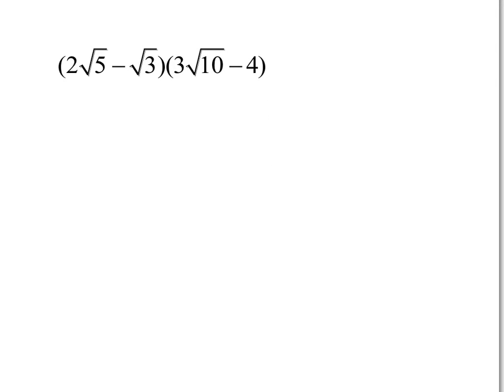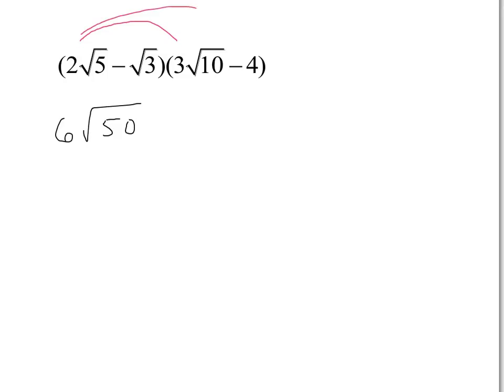This one requires combining the FOIL that we did in a previous unit with our radical simplifying skills. So I'm going to multiply the firsts. That's going to give me 2 rad 5 times 3 rad 10. So I'll multiply 2 times 3 to get 6. And then 5 times 10 is 50.